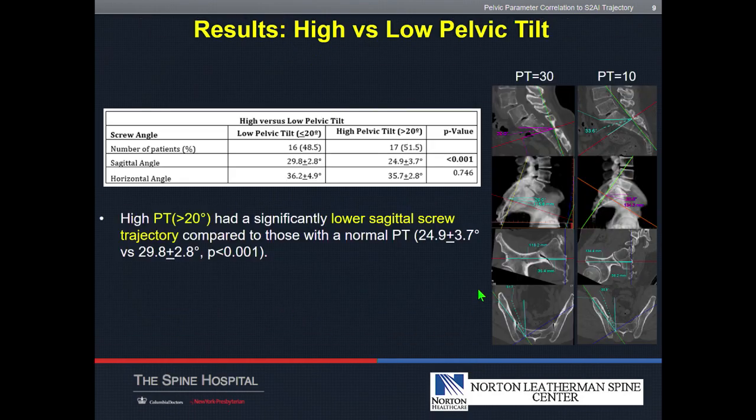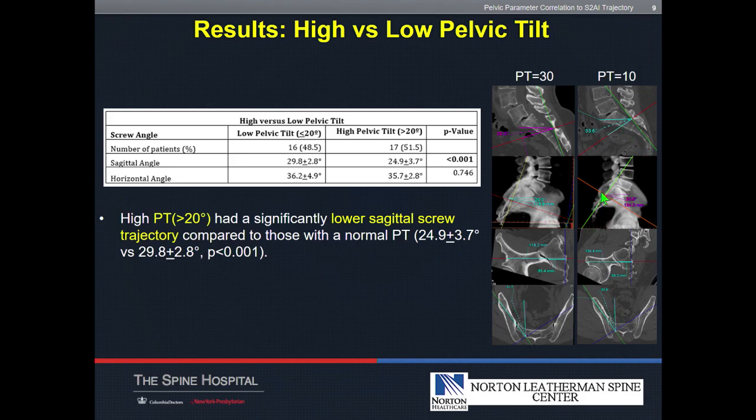And this slide, I think, really shows this pretty well. Patients that had a high pelvic tilt, you can look on this group of images, that are retroverting their pelvis, their sagittal inclination of the screw was a lot shallower. It wasn't pointed down towards the feet as much. In terms of the patients that had less pelvic tilt, less retroversion, you're pointing your screw more down distally.